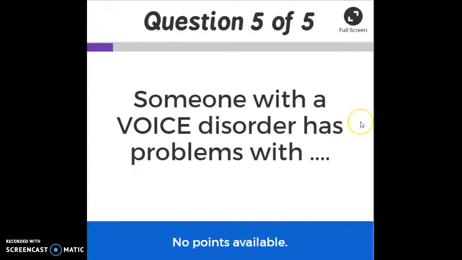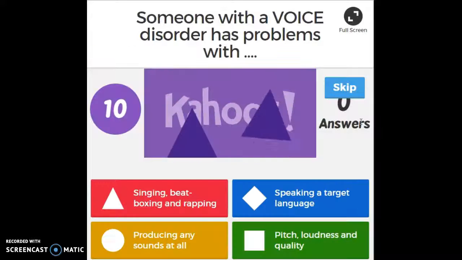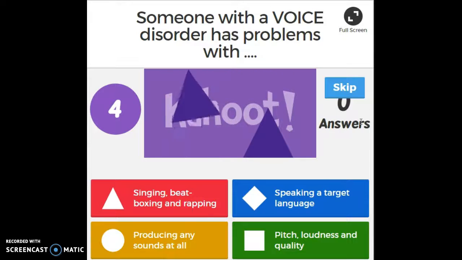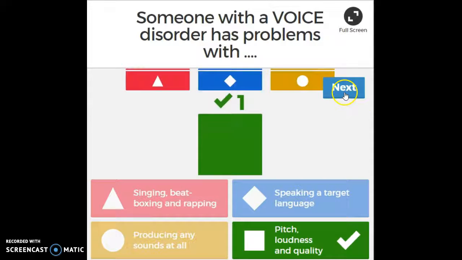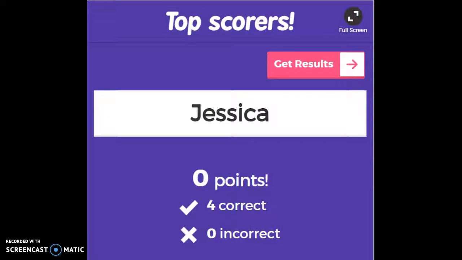And our last question, someone with a voice disorder has problems with singing, beatboxing, and rapping, speaking a target language, producing any sounds at all, or pitch, loudness, and quality? All right, how did you do?